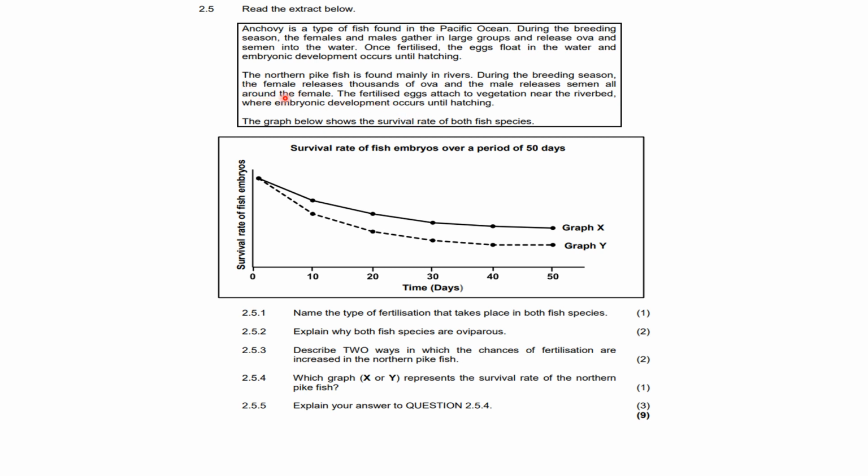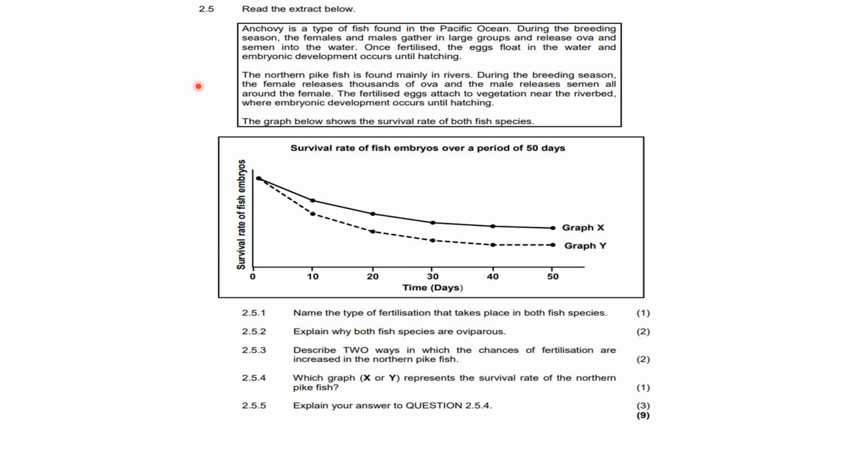Then the northern pikefish is found mainly in rivers. During the breeding season, the female releases thousands of ova and male releases semen all around the female. The fertilized eggs attach to vegetation near the riverbed where the embryonic development occurs until hatching. The graph below shows the survival rate of both fish species. Okay, so let's look at 2.5.1. Name the type of fertilization that takes place in both fish species.